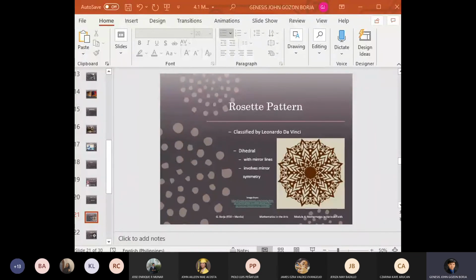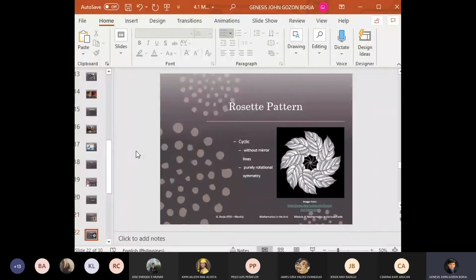Okay. Now, kapag walang reflection involved, we call that a cyclic, no? Parang cycle lang siya. So, dahil nga umuulit lang siya, pero walang reflection involved, we just form a cycle. Okay? So, we call it as a cyclic rosette pattern. So, for instance, this pattern here, the initial or the original design is just a leaf, di ba? So, isang dahon lang.